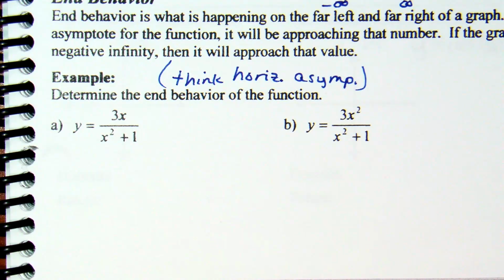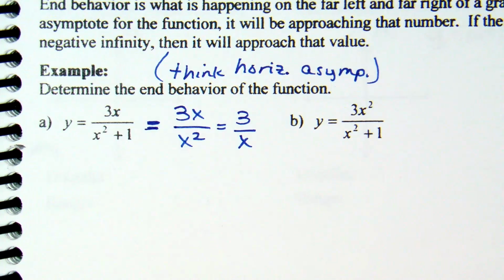Okay, because if we look at the biggest power on top is 3x. Biggest power on bottom is x squared. And even if you reduce this, so if I reduce this and I could cancel out an x, you're still talking 3 over x, aren't you? Biggest power is always on the bottom.